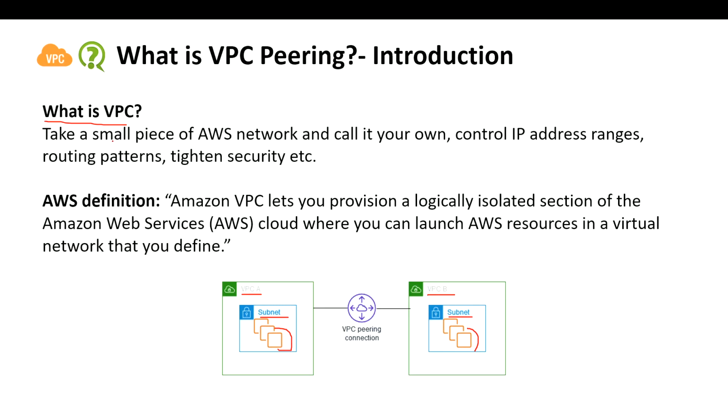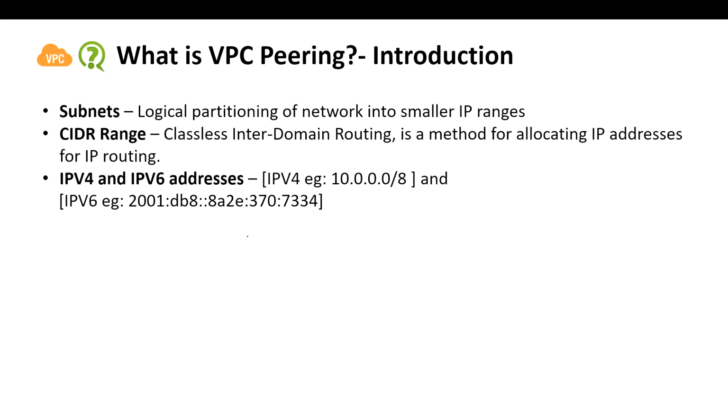But AWS has their own definition, and this is the definition: Amazon VPC lets you provision a logically isolated section of the AWS cloud where you can launch AWS resources in a virtual network that you define. I feel that is a pretty complex definition, at least for me. I don't know about you, so I have made it a little bit more understandable so that everyone can understand. So this is the definition of VPC. Let's go and see what subnets are then.